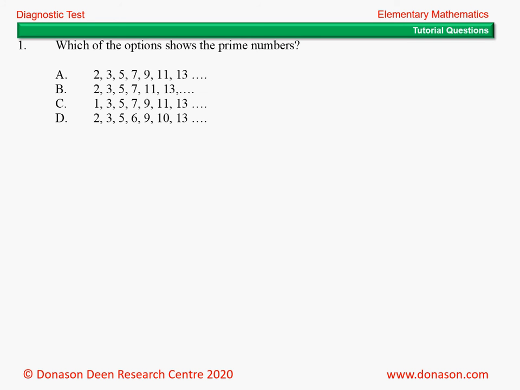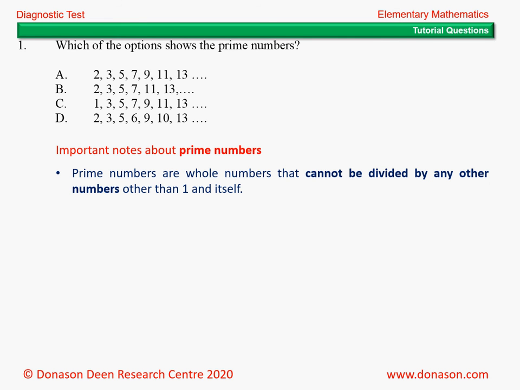Which of the following options shows the prime numbers? So we have 4 options here, A, B, C and D. And before we actually plunge into what's the answer, let us look at some of the properties of what's a prime number. So there are some important notes that I need to let you know.